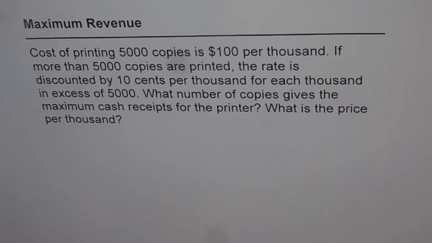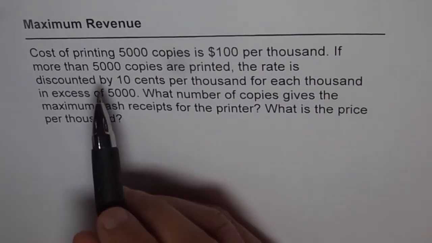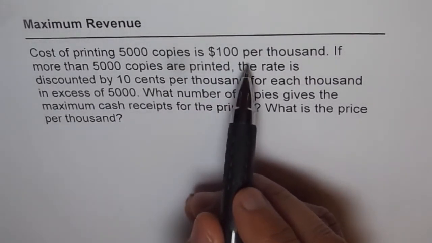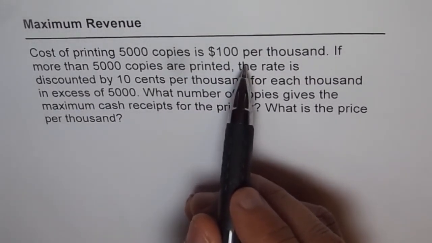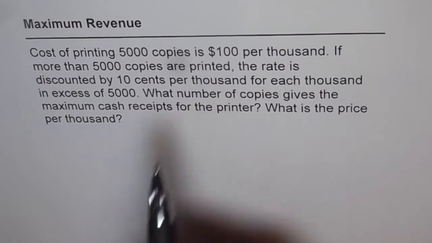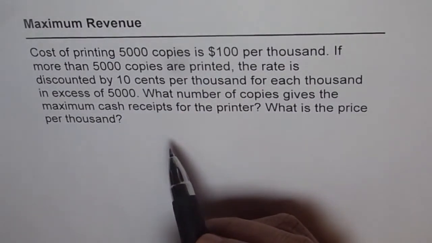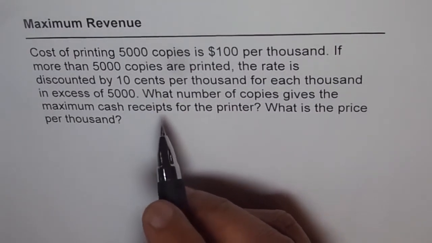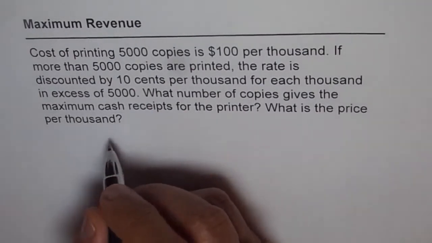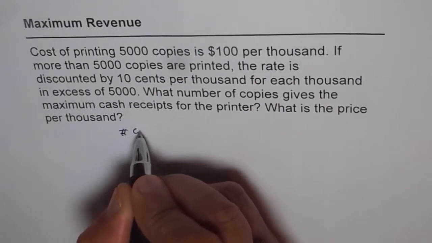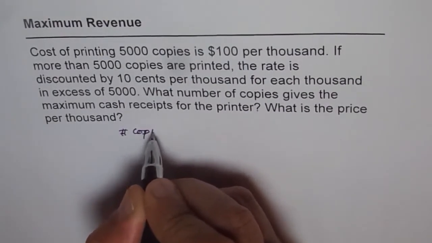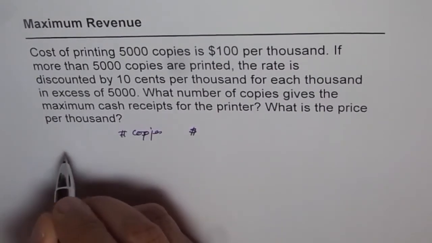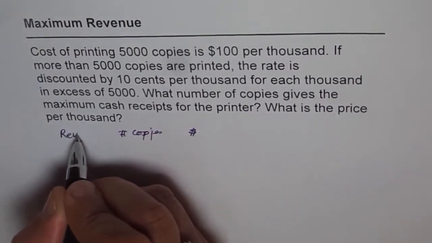So what we're given here is that if you're printing 5,000 copies, then the cost is $100 per thousand, right? Now, as you increase the number of copies by 1,000, for every 1,000 we get a discount of 10 cents. And therefore, what we can do is write the number of copies, and let's say dollar cost. When you multiply these things, then you get revenue, right?